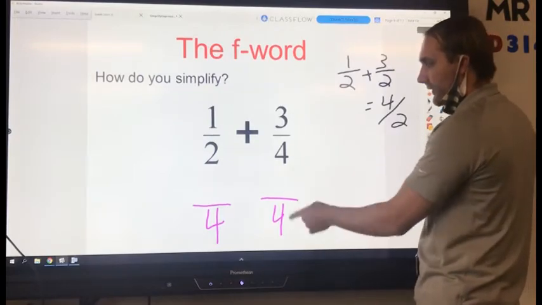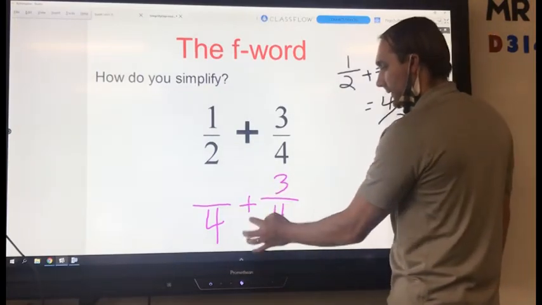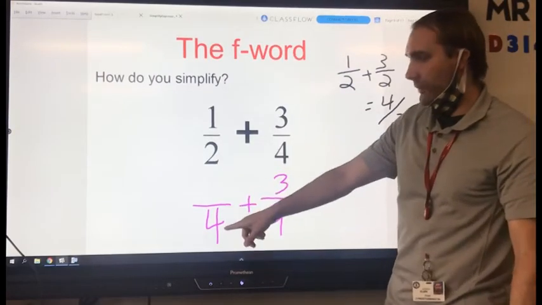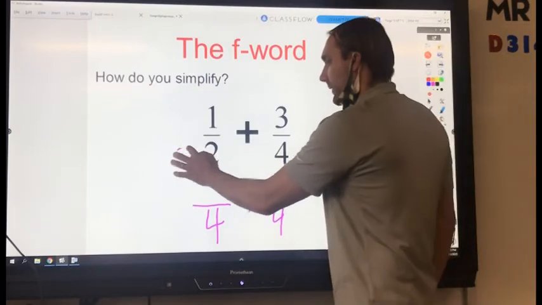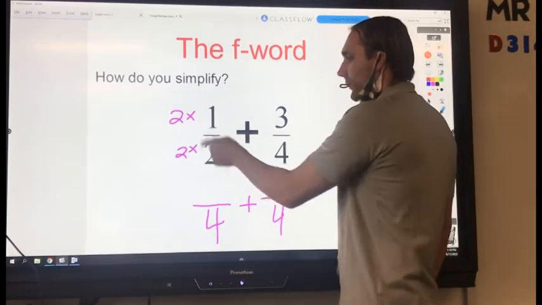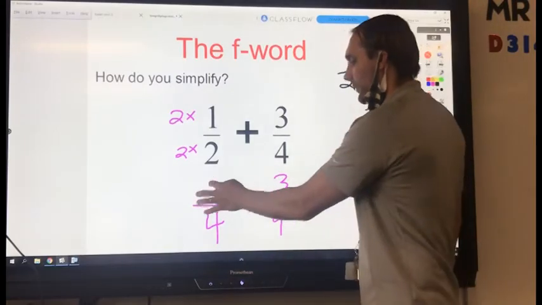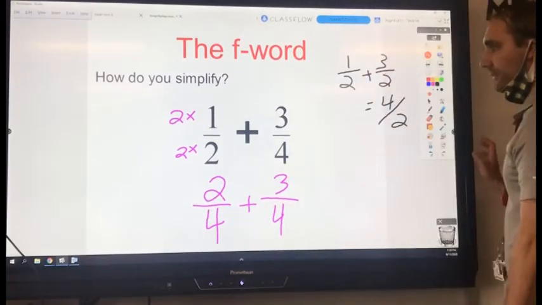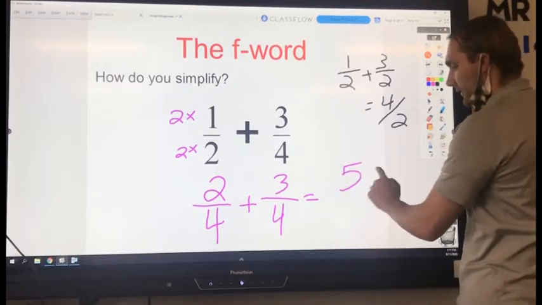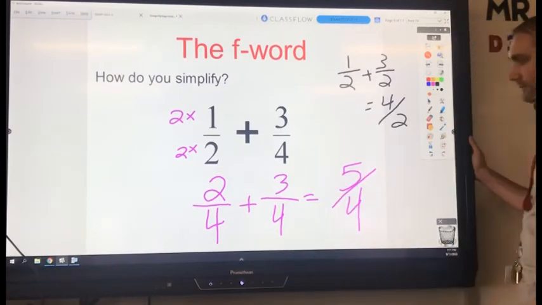4, I didn't change anything, so I'm keeping this the same, plus 3 fourths. But this 2, how do I get from 2 to 4? Multiply by 2. The 1 goes to 2. And if I multiply the denominator by 2, I have to multiply the numerator. So the top becomes 2 times 1, which is 2. Now I can add them together, and I get 5/4.